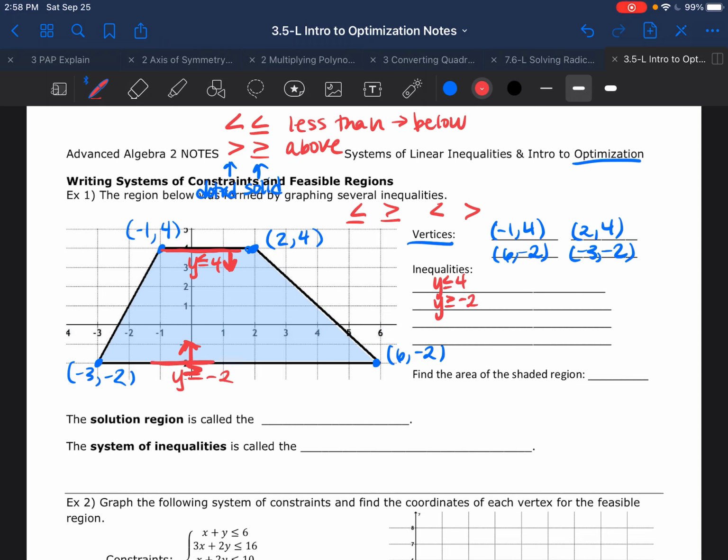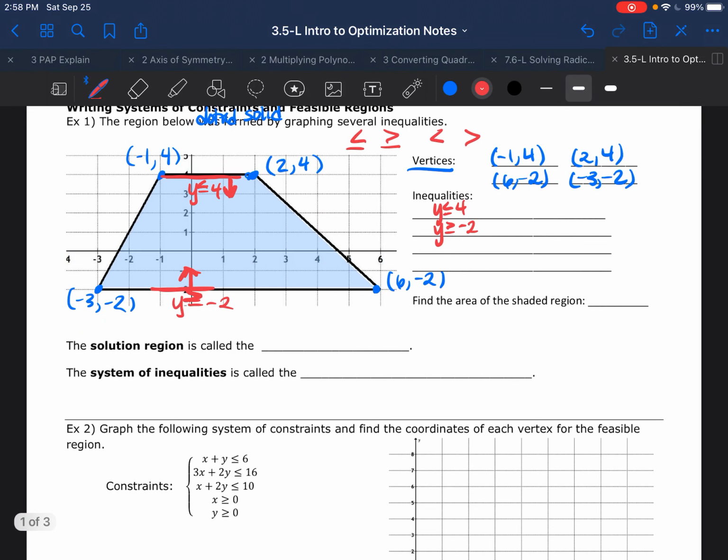The way you will see this written on a test is they will combine these inequalities to say y is between -2 and 4, kind of like we do for range. So two inequalities in one with this sandwich inequality: y is between -2 and 4 for this shaded region.